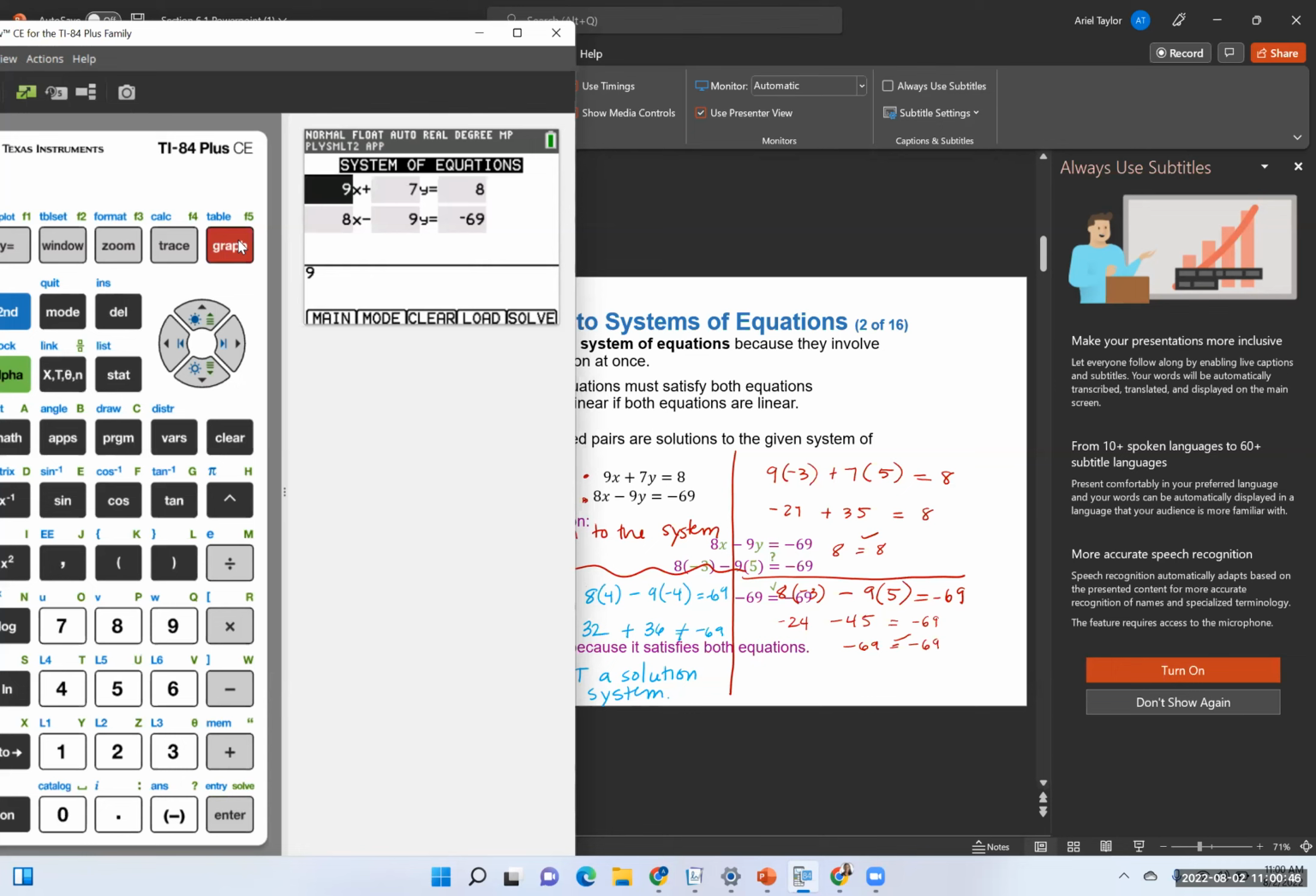Did that work? Yes, but instead mine says system matrix and it looks a little different. So let me go ahead and go back and see, because I noticed too, like, should it be in a fraction or a decimal?